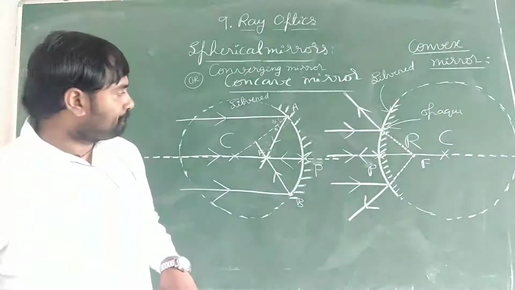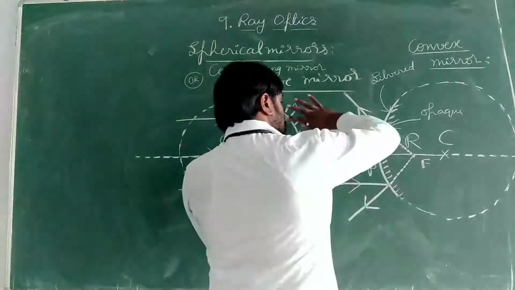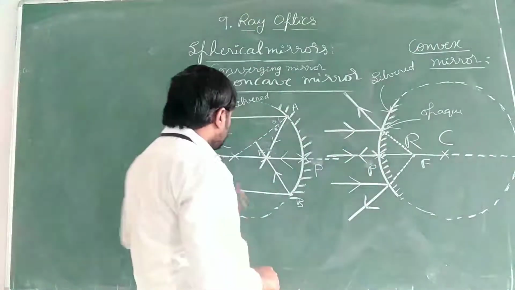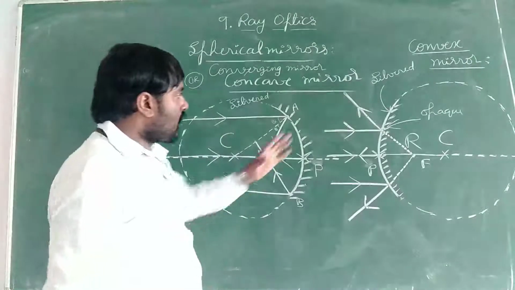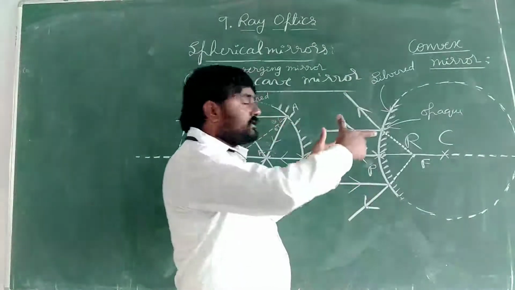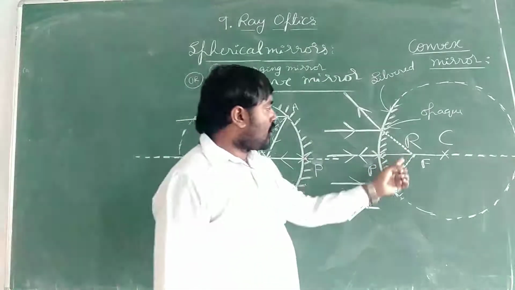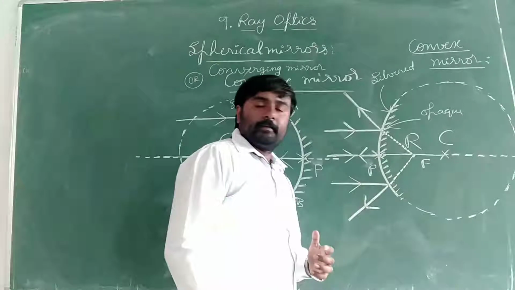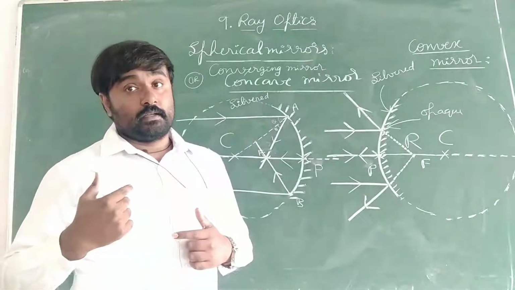Here the convex mirror diverges the parallel beam. A concave mirror converges the parallel beam of light; a convex mirror diverges the parallel beam of light. So this is called the virtual focus. Here we will get the virtual image of an infinite object.